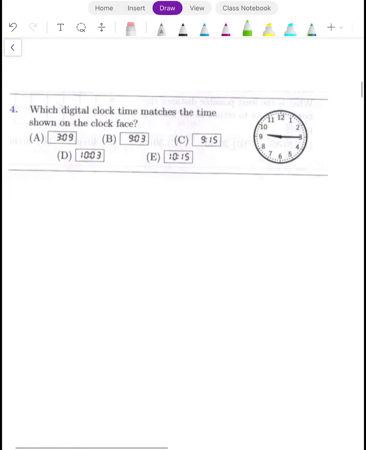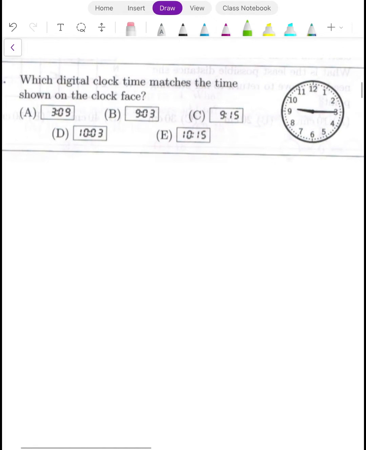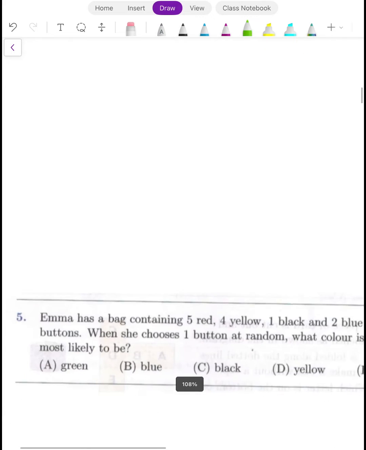Question number 4. Which digital time matches the time shown on the clock face? Here is the clock face, and what time is shown? We can see the small hand is here, so it's past 9 o'clock. And how many minutes have passed since 9 o'clock? 5, 10, 15. So it's 9:15, and that's answer C. This is our answer, 9:15.